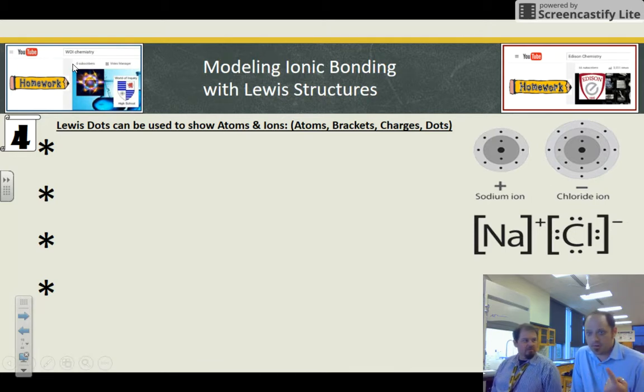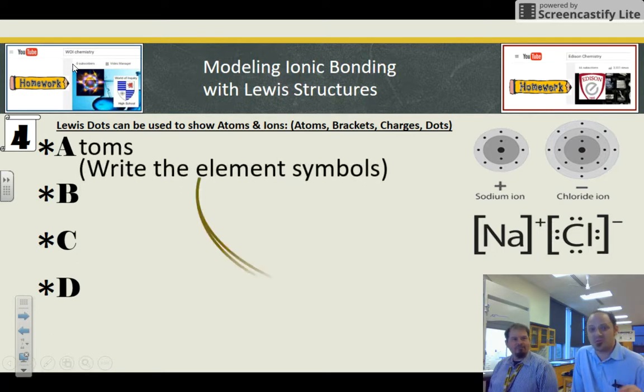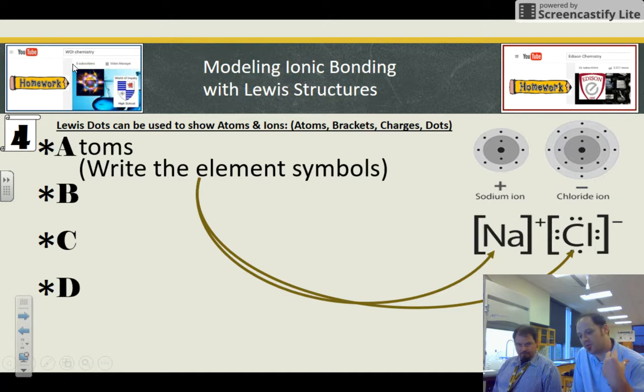Guess what they are? A is for drawing your atoms, which means that we want you to draw the symbols to represent both the nucleus of the atom and all of the kernel electrons. That's what that Na represents. And that's what that Cl represents.